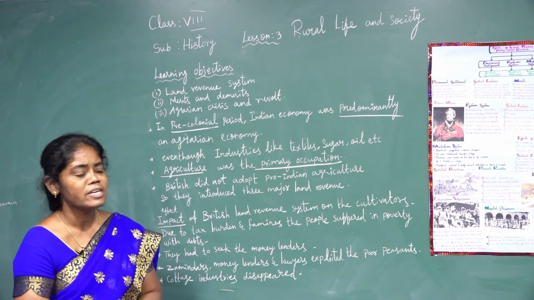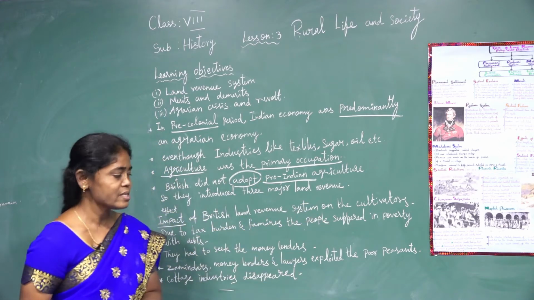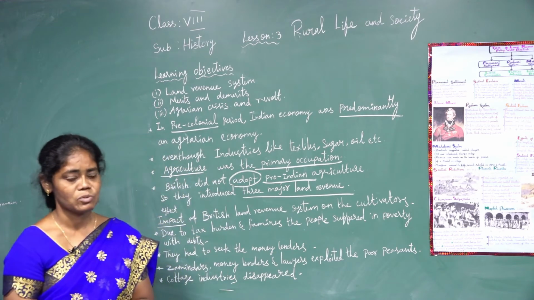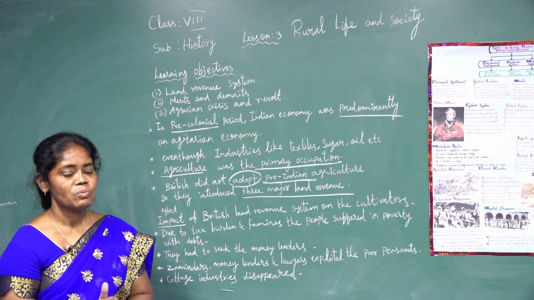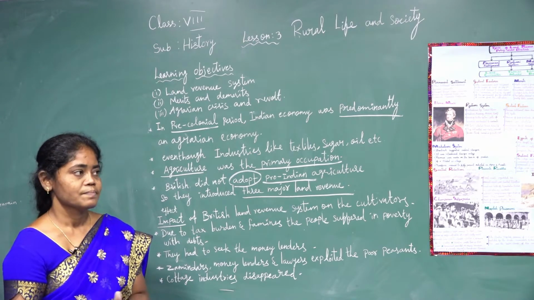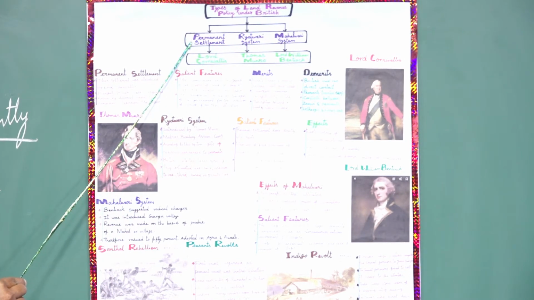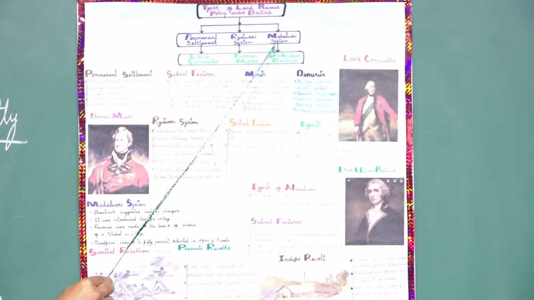But the British did not adopt this pro-Indian agriculture. So they introduced three major land revenues. What are the three major land revenues? We will see one by one. Now we will see the types of land revenue policy under British. Actually, it was divided into three. First one is permanent settlement, Ryotwari system, Mahalwari system.